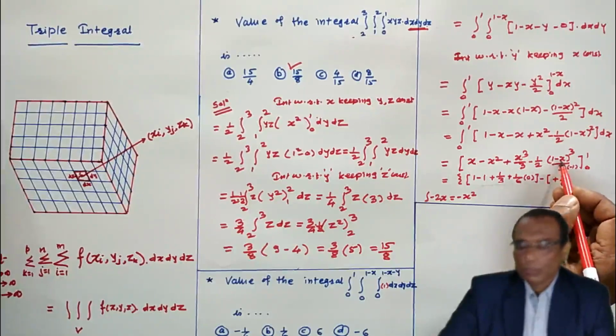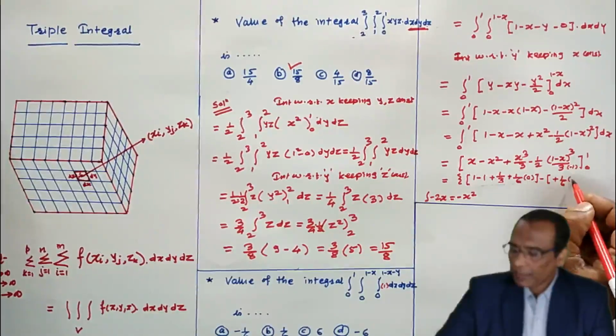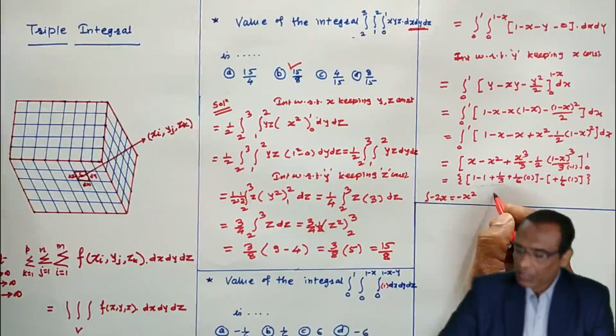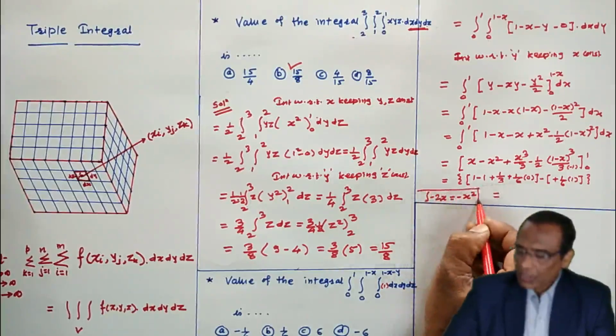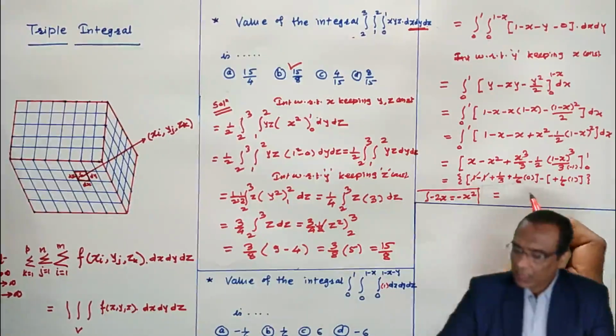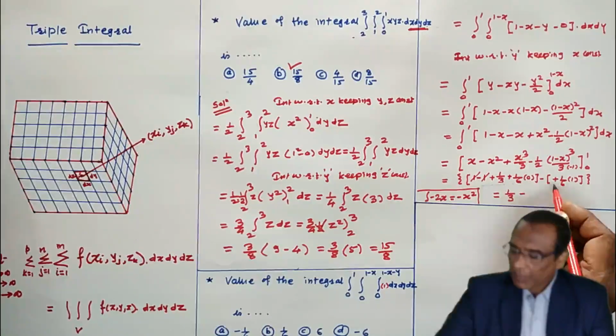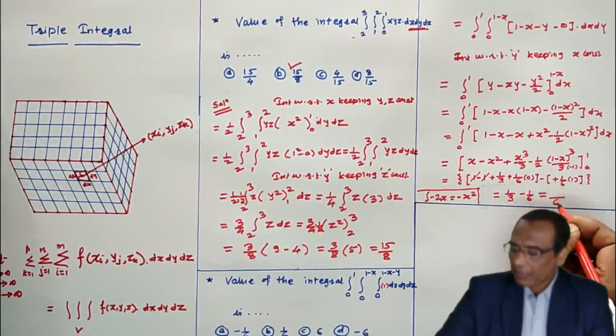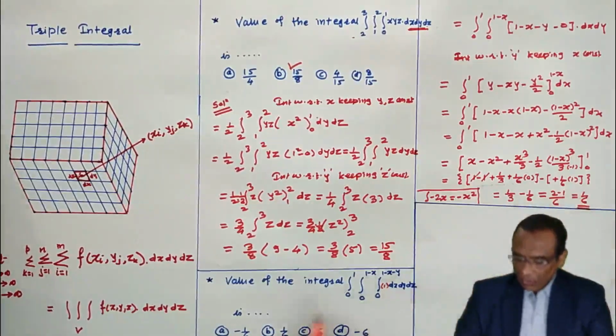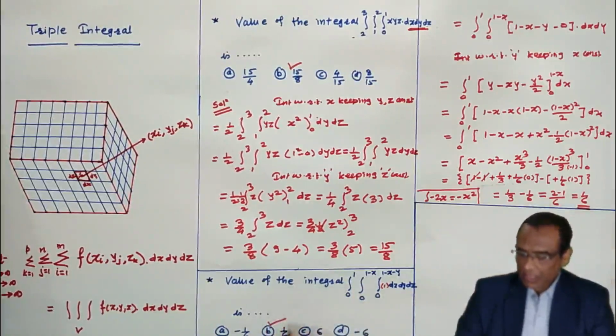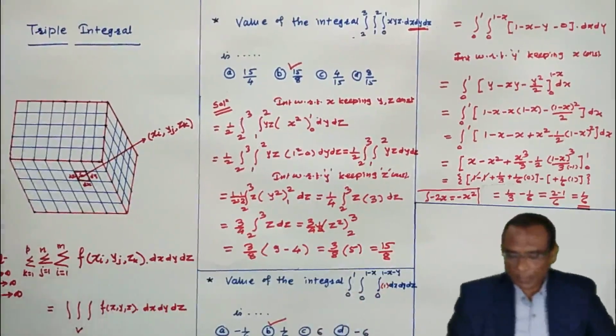So 1 minus 0 will be 1, 1 cube will be 1 here. Upper limit and lower limit I am putting systematically. Now try to simplify it. This 1 gets cancelled, this 1 by 3 is remaining, then minus 1 by 6 is there, this 6 is LCM, and 2 minus 1, and this is 1 by 6. So 1 by 6 is the value of this integral. 1 by 6 is the value of this triple integral.